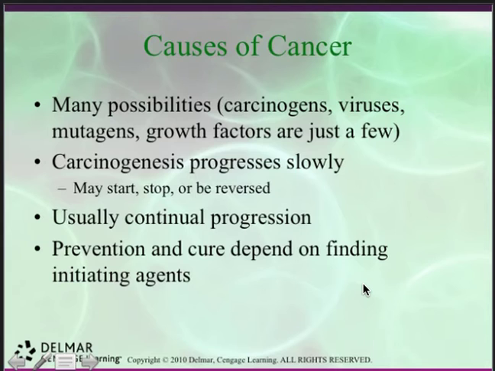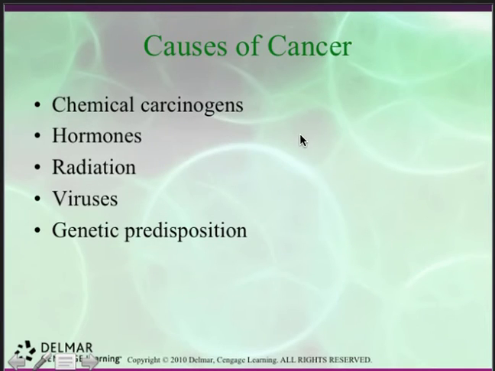And mutagens are similar to carcinogens, except that mutagens could be a chemical or some other DNA mutating factors, such as UV radiation or X-rays. Carcinogenesis progresses relatively slowly. It can start, stop, or be reversed. If it reverses itself, this is called remission. There's usually a continual progression. Prevention and cure depend on finding the initiating agents and reducing exposure to them. These include chemical carcinogens, hormones, radiation, viruses, and genetic predisposition.